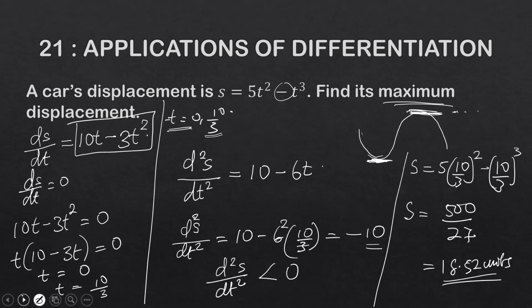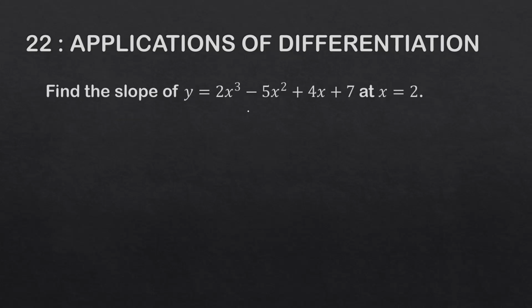All right, so let's move to number 22. Find the slope of the function at this point. I am sure you have done something like this before, so I'm going to allow you to try this to confirm that your answer is 8. Confirm that is your answer.